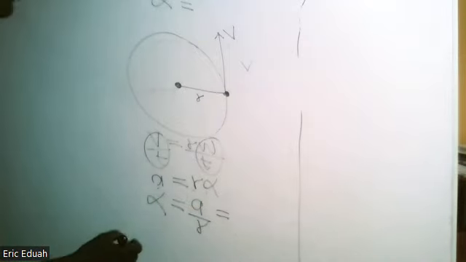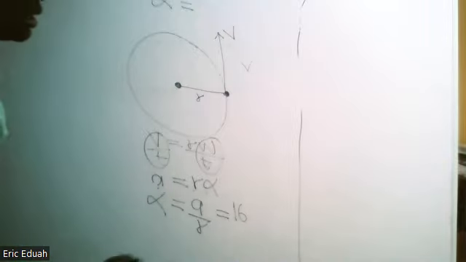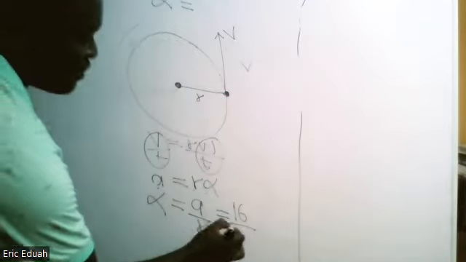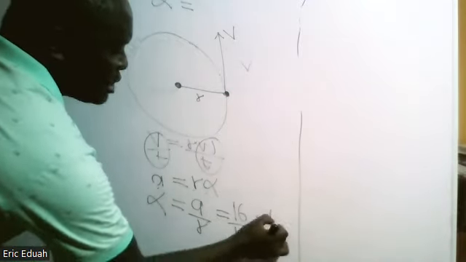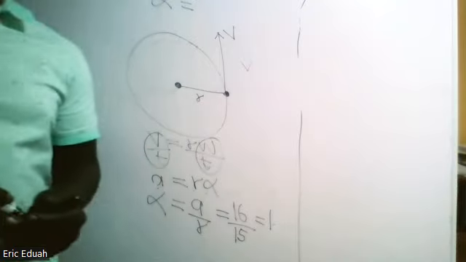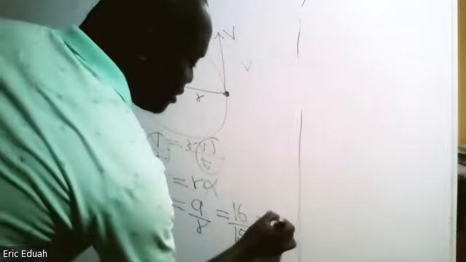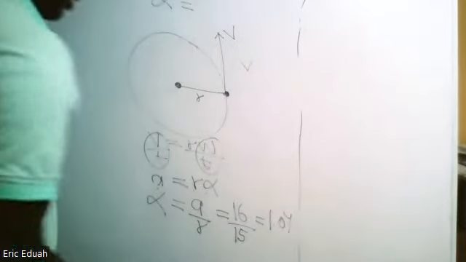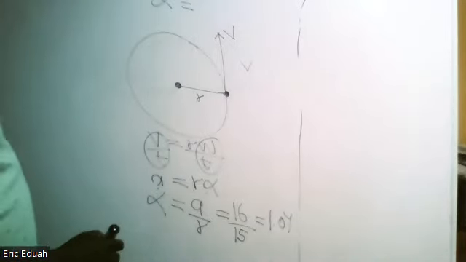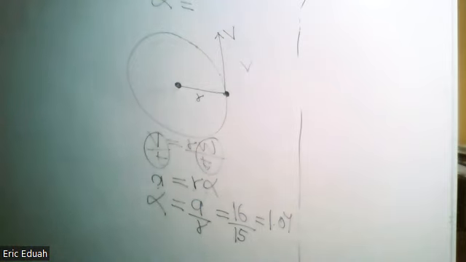So a is equal to 16 meters per second squared divided by the radius, which is given as 15. So 16 on 15 is 1.067, which is about 1.07. And what's the SI unit? Radians per second squared.